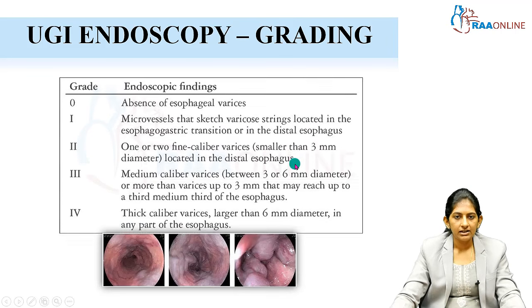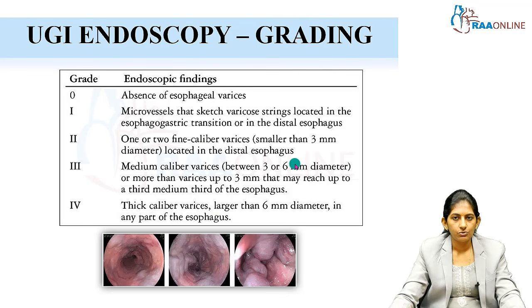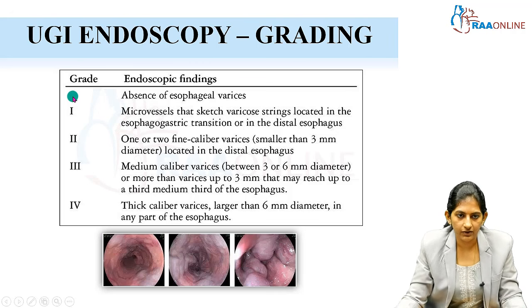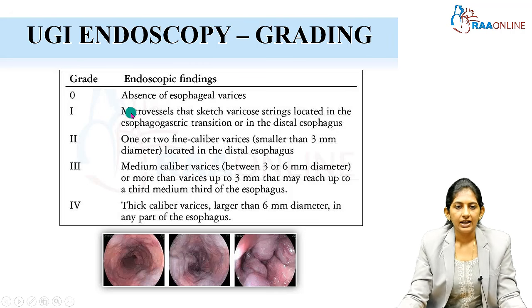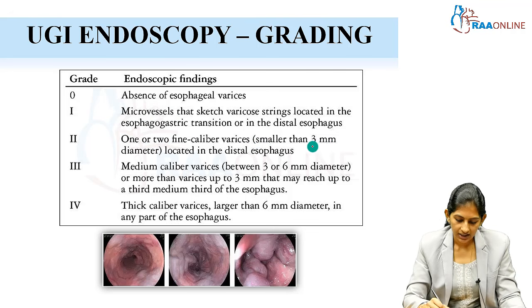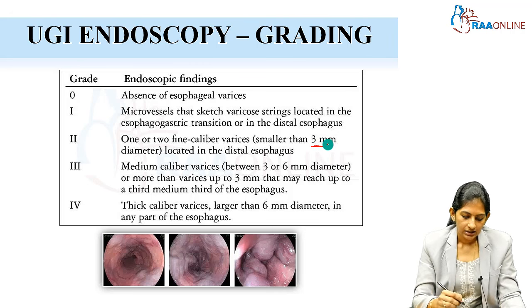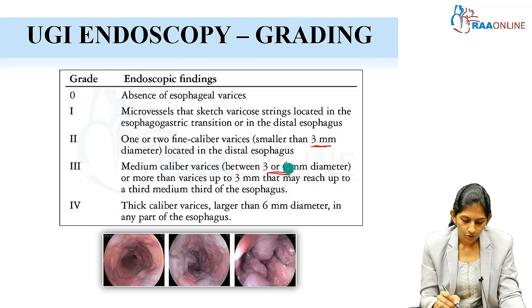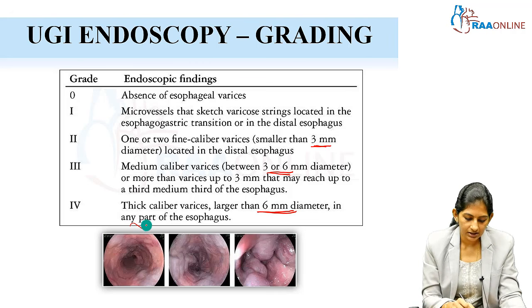So there is grading of your esophageal varices when you do the UGI endoscopy. Okay, how are the varices? So from grade 1 to grade 4. Grade 1 will be 1 to 2 fine caliber varices, up to 3 mm diameter. Grade 2 will be 3 to 6 mm diameter. Okay. So grade 4 will be more than 6 mm diameter.